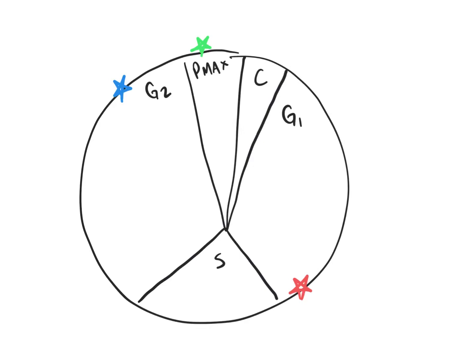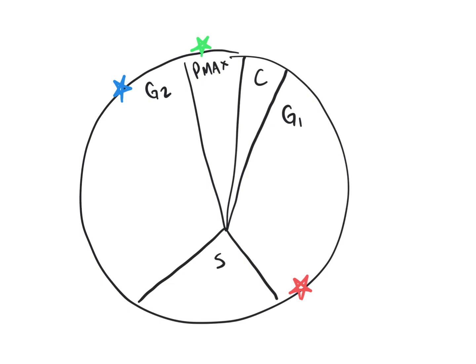Hey everyone, in this video I'm going to talk about 3 eukaryotic checkpoints. The 3 eukaryotic checkpoints are shown with the stars, and we're going to talk about what happens at each of them, starting with the red star here at the end of G1. This is arguably the most important checkpoint because this is where the cell is going to decide if it's going to divide, or if it's not, it'll enter into a non-dividing state called G0.